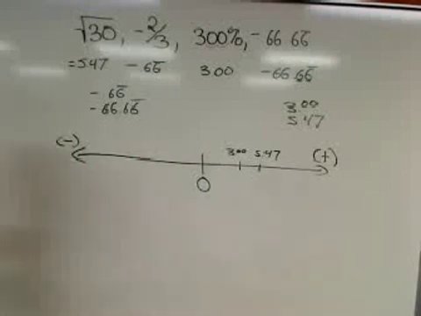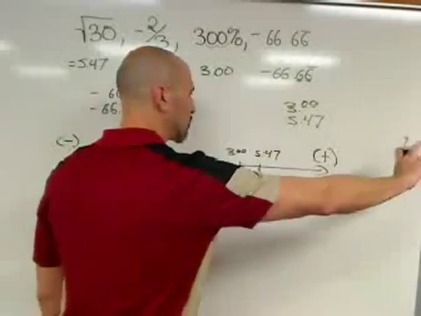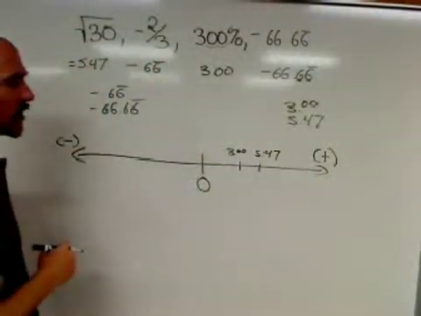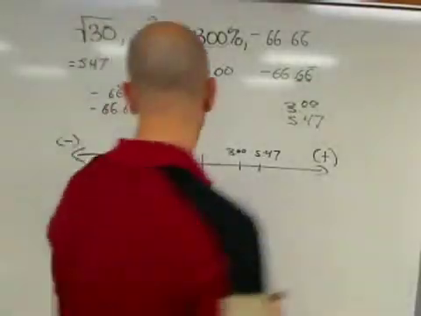If they're all positive, then least to greatest will be left to right. If they're all negative, least to greatest will still be left to right. And I'll show you what I mean in a minute. So now let's go to the negative side.